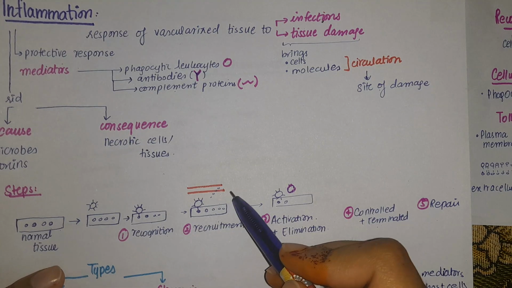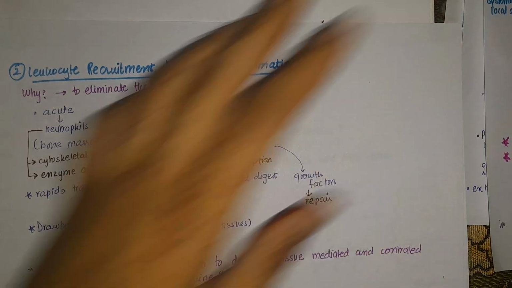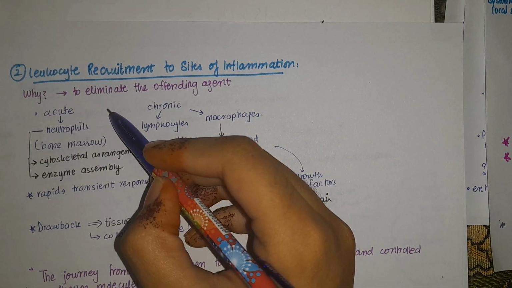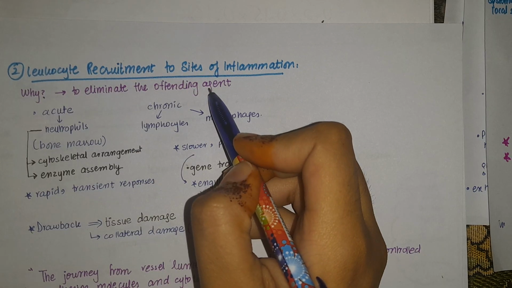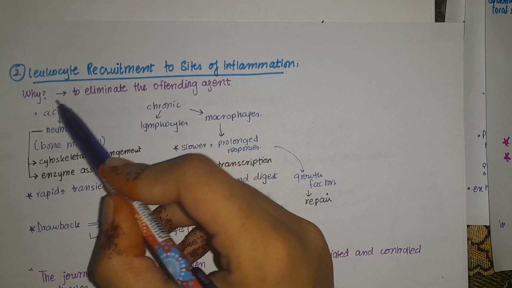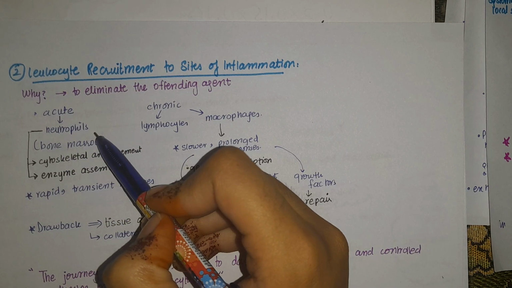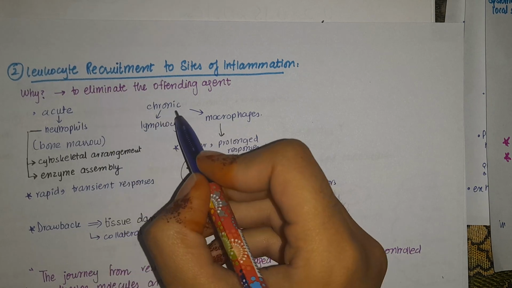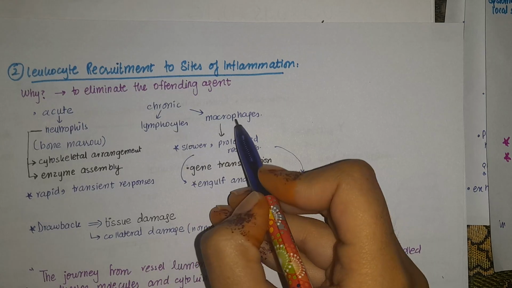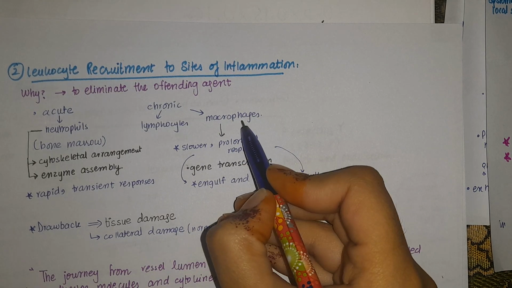So in this video, mainly we will focus on the recruitment of leukocytes to the site of inflammation. Why is it done? To eliminate the offending agent that is present at the tissue. As you know, if you've been following my videos, in acute inflammation the cells that are recruited are neutrophils, whereas in chronic inflammation the cells that are recruited are either lymphocytes or monocytes, and monocytes are then activated into macrophages.